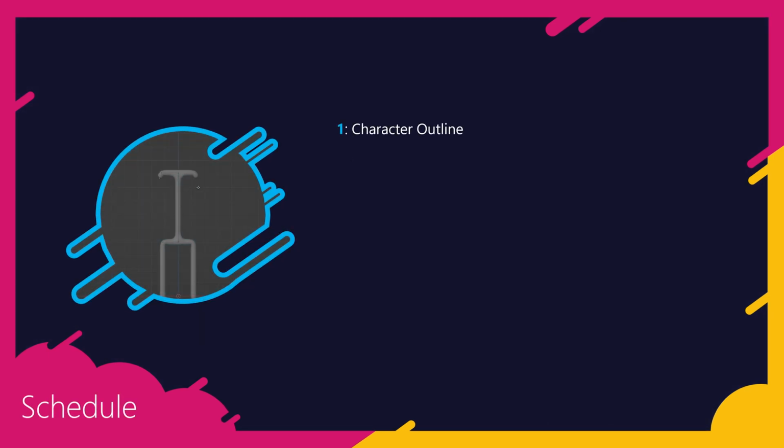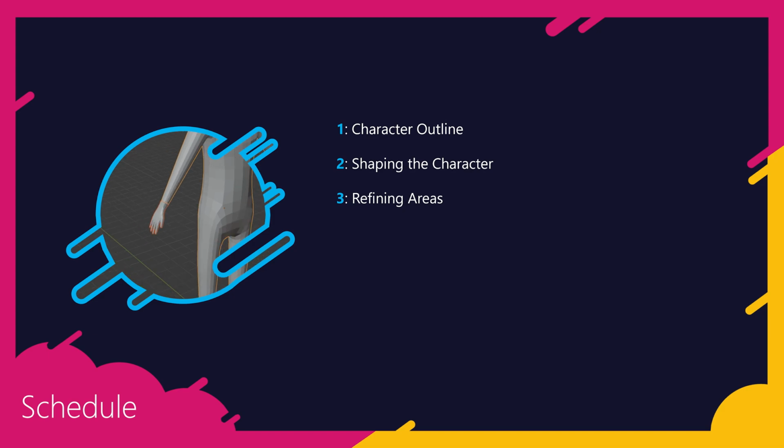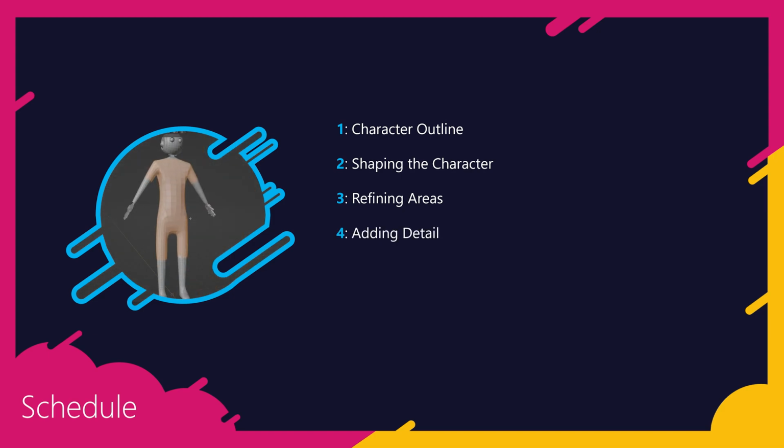We're going to start off creating the basic structure of our character using a simple stick figure. We'll then add mass and weight to the stick figure to get the overall shape for our character. We can then refine the more detailed areas which require more specific modelling, such as the hands and head, as well as any other areas that your character may require. We'll then add the final details to our character's shape.